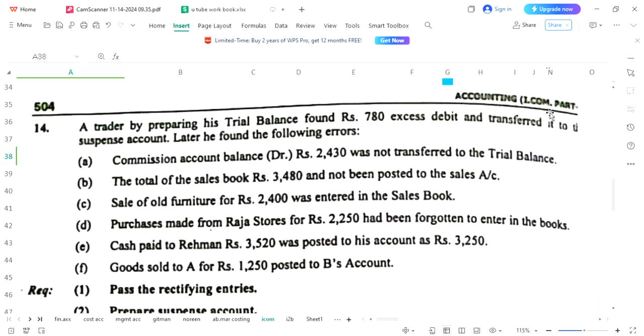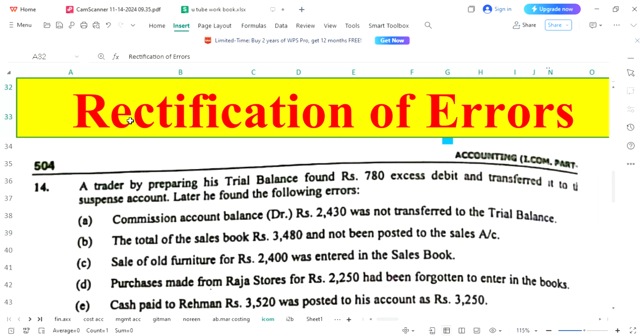Today's target is to solve question number 14. The chapter we are related with is rectification of error. As usual, we have been provided a few entries, but the special thing is we are again needed to create a suspense account. As you know, the 780 excess debit transferred into suspense account has been given. So when we make the suspense account, the answer of that particular ledger should be 780. But as a first step, we will make rectified entries.